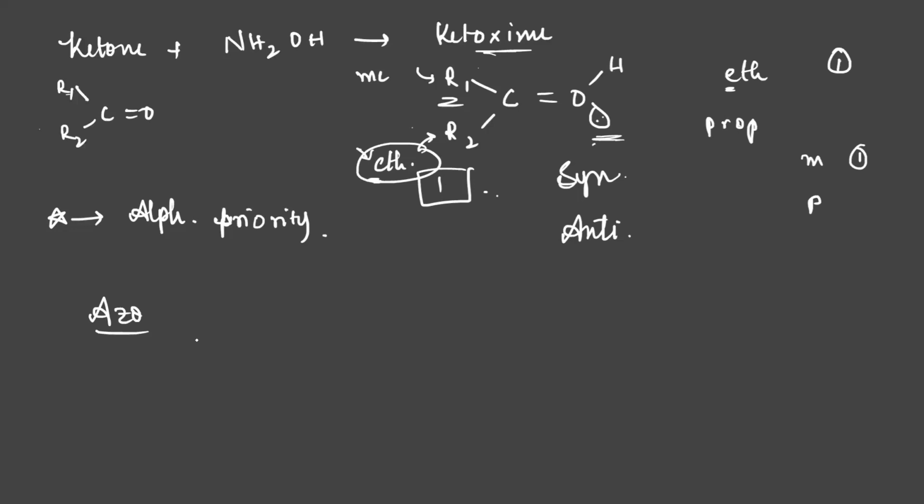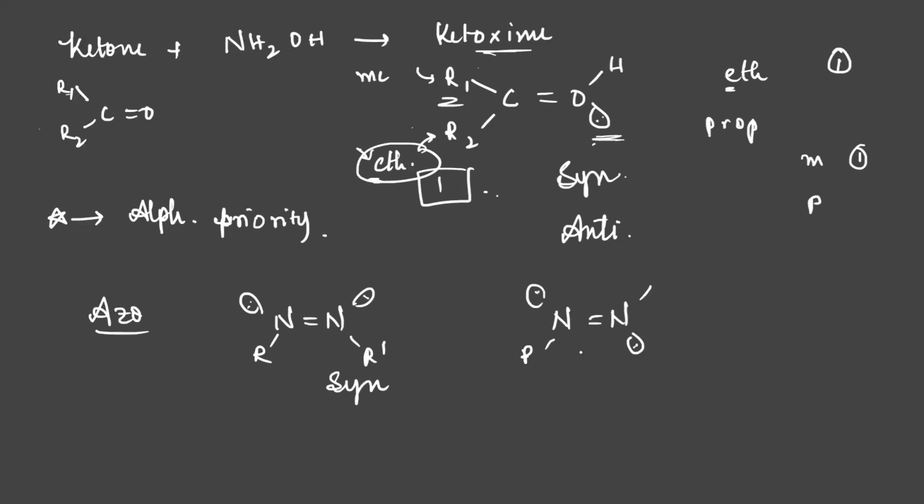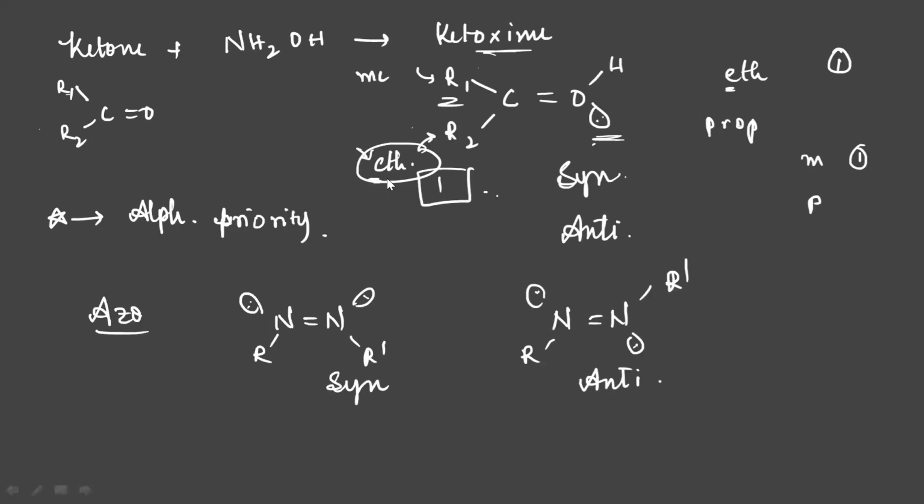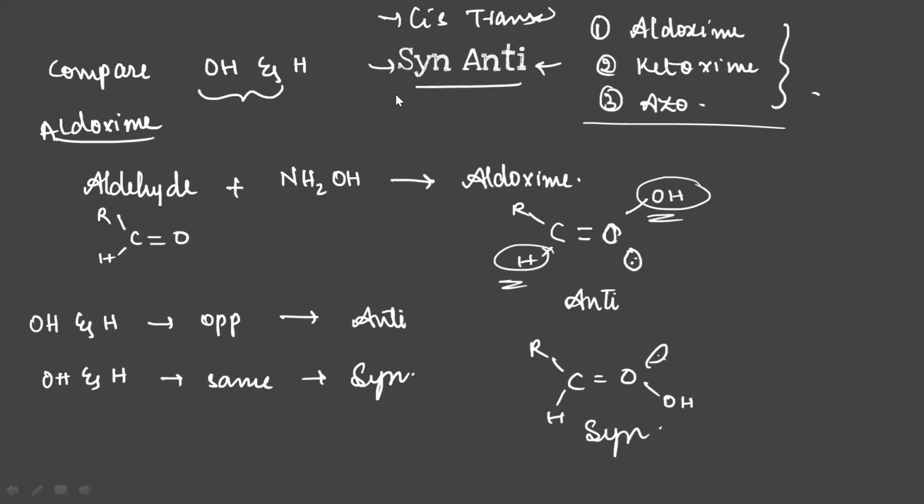In azo compounds, you have N double bond N. So when you have N double bond N, check for the lone pairs. If the lone pairs are on the same side, then it will be syn. And if the lone pairs are on the opposite side, then this will be anti. Okay, this is about syn and anti. We can clearly see that in aldoximes, we have to compare OH and H. In ketoximes, you have to give alphabetical priority. And in azo compounds, you have to check for lone pairs. Syn means on the same side, anti means on the opposite side.